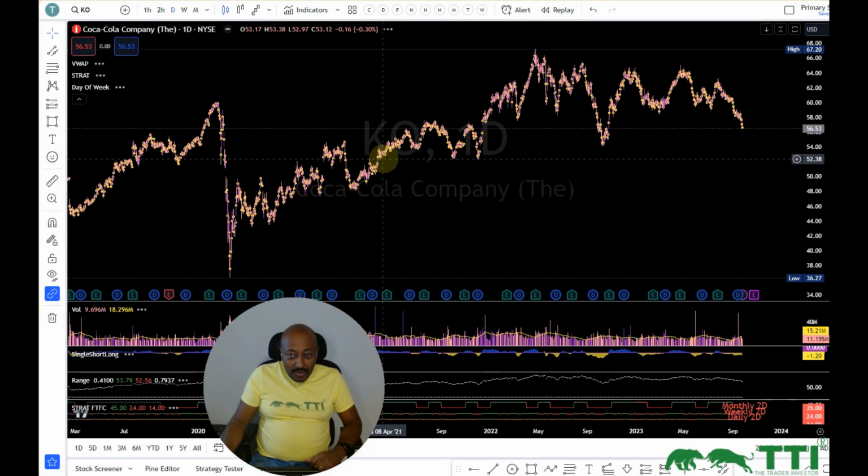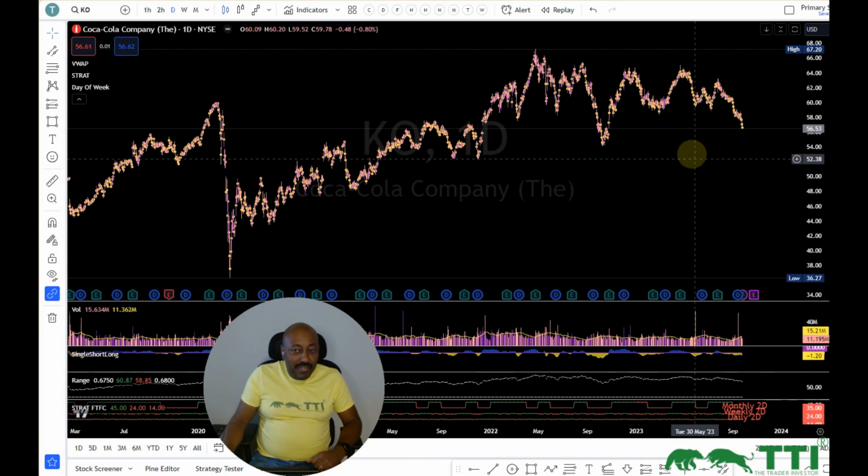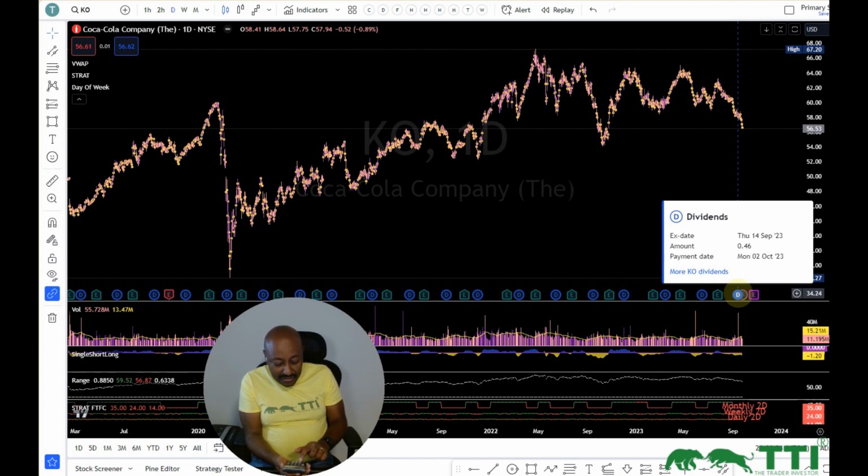Coca-Cola is Warren Buffett's favorite dividend company. They pay pretty good. So what does that translate to? 0.46. Is that per share? Per share, I think it's per quarter. Oh, okay. So it's $2 per share per year. And if you take today's price of 57.94, that's a 3.45% dividend.